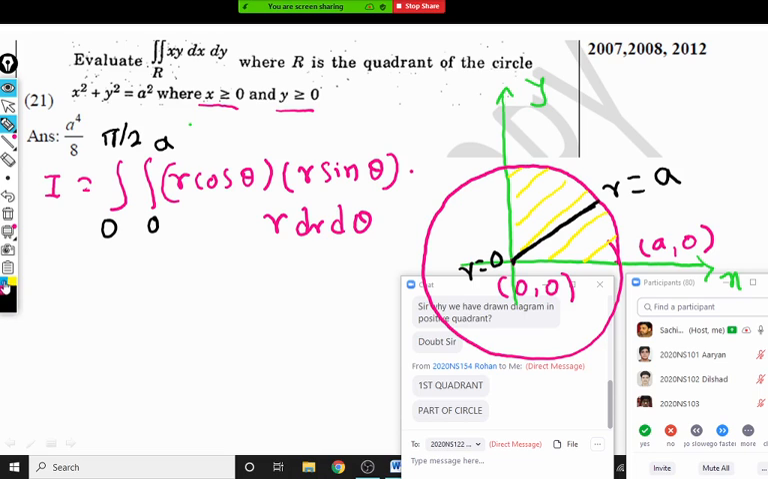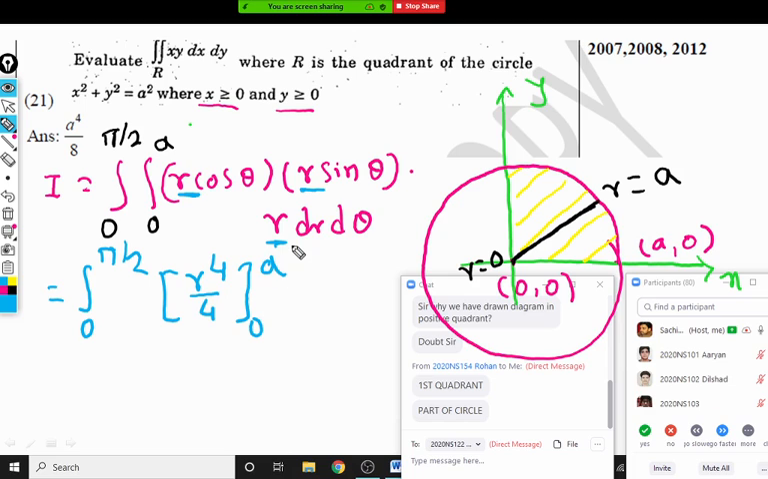Now let me integrate this. So 0 to pi by 2 as it is. What's the integration of r? How many r's are there? 1, 2, 3. R to the power 4 by 4. R raised to 4 upon 4 is the correct integration. The limit is 0 to a, and we're left with sine theta cos theta d theta. So a raised to 4 by 4 is as it is.